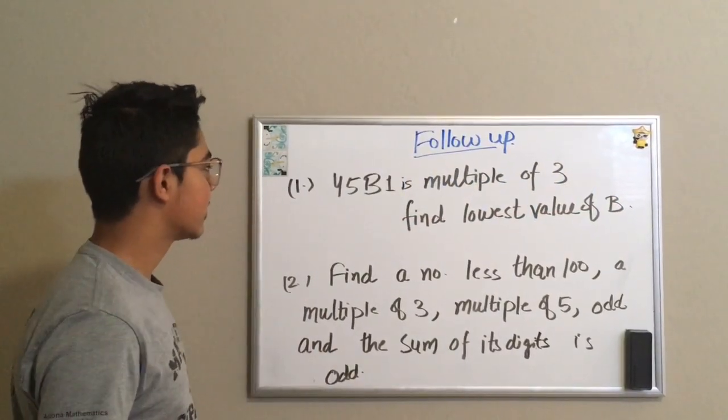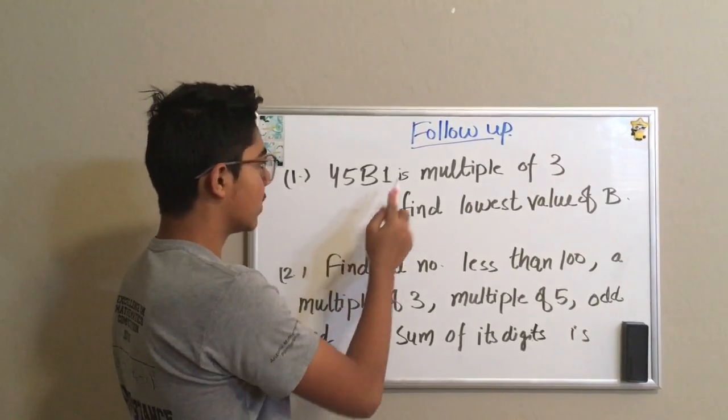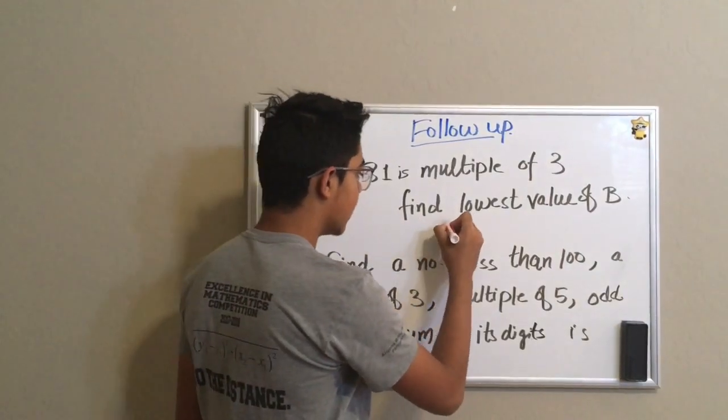Okay, so now for the answers to the previous follow-up questions. 4, 5, b1 is a multiple of 3. Find the lowest value of b. The lowest value of b is 2.